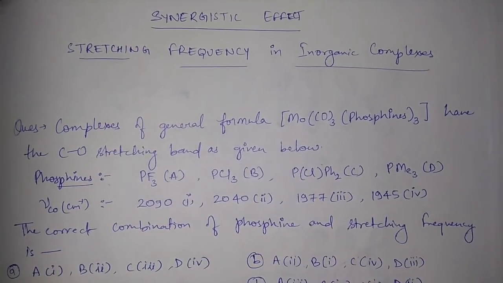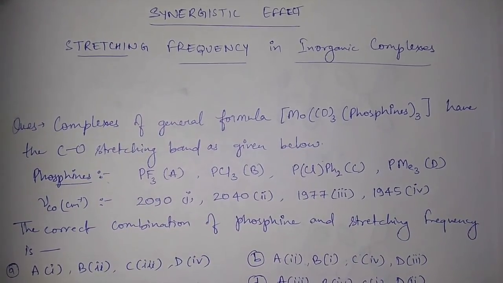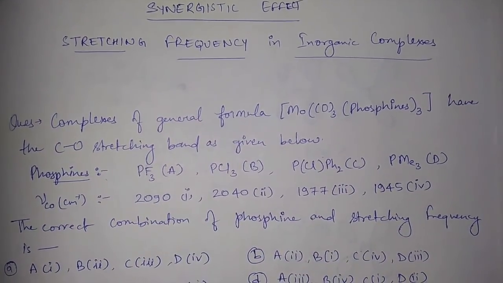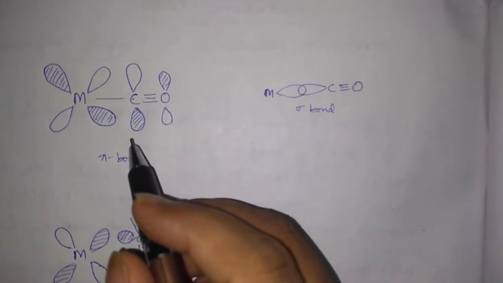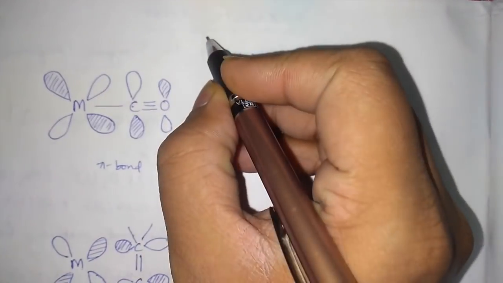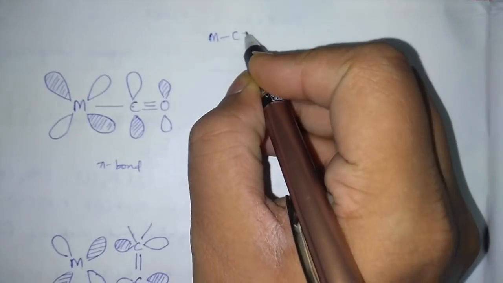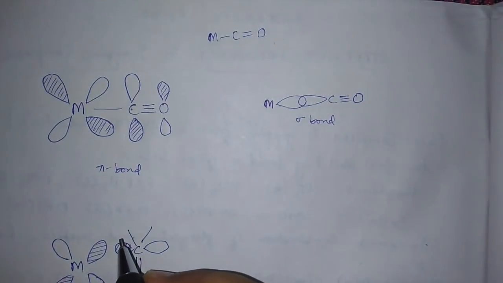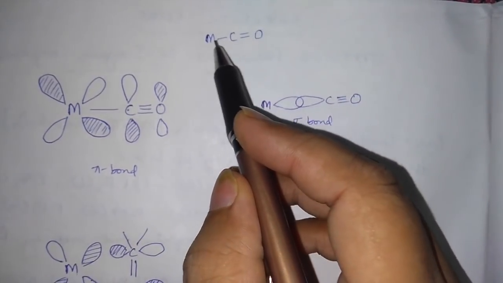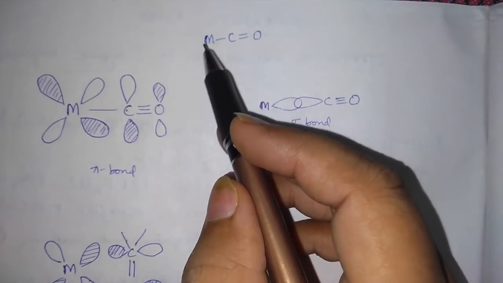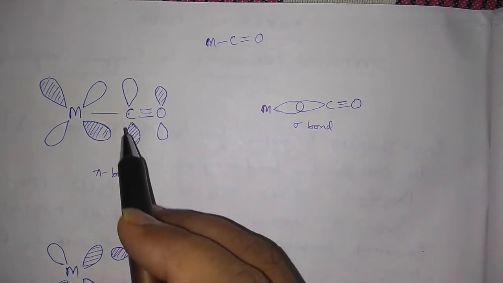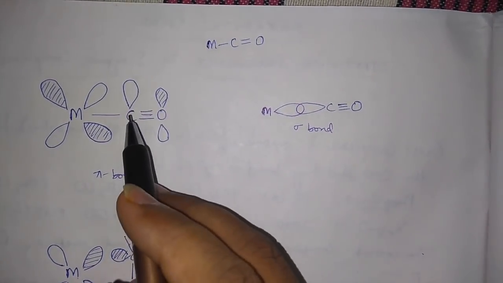Now before going into the questions, I will explain a few basic things so that it becomes easier for you to understand and to solve the questions. Right, so first we will talk about metal carbonyls. In metal carbonyls you will see a very different type of bonding. Here there is a sigma bond between metal and carbon, whereas there is also a pi back donation from the metal d orbital to the vacant p orbitals of carbon.